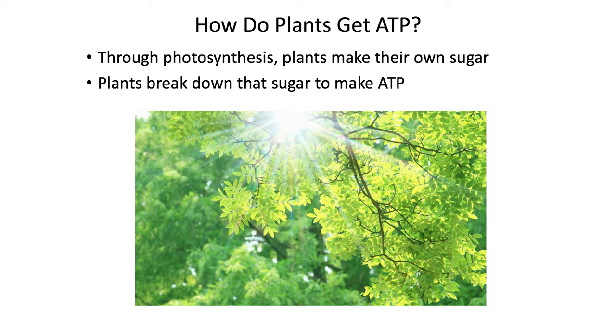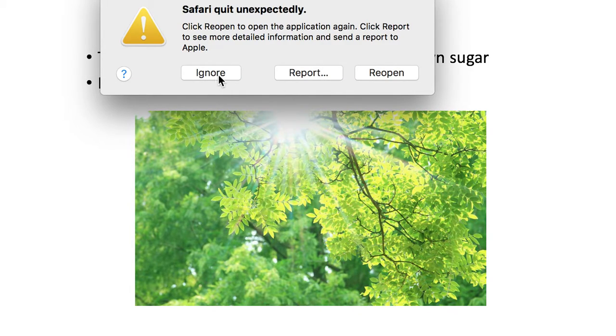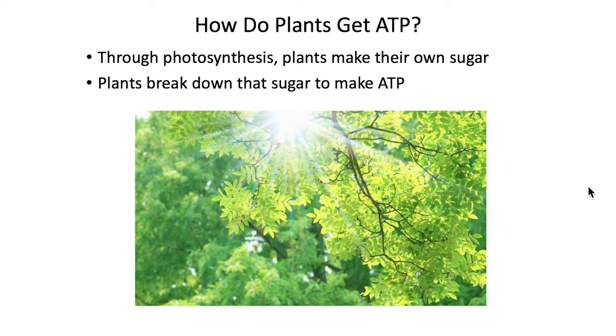What about plants? How do plants get ATP? Plants actually make their own sugar, and then they break apart that sugar to make ATP. So that is basically an introduction to cells and energy, and I really hope that was helpful.